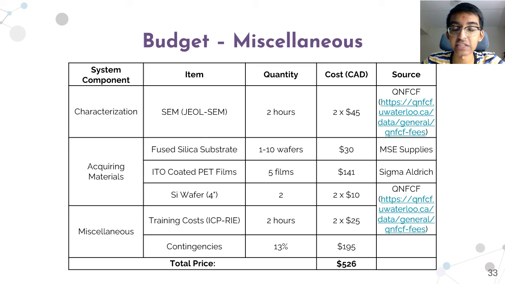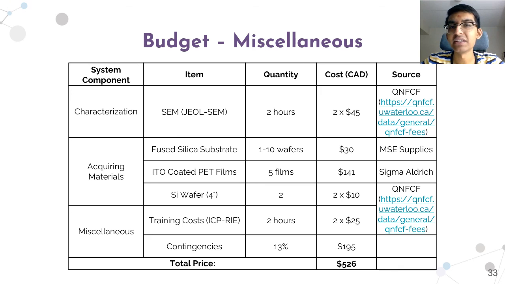The other characterization tests, such as IV versus the flow rate, can be performed using equipment that's easily accessible in the nano labs, such as an SMU, DMM, or oscilloscope. Therefore, the cost of those tests has not been included as they would be negligible. In terms of acquiring materials, the fused silica substrates and the ITO-coated PET films would be needed for the fabrication of the electrodes, and these would be acquired from MSC Supplies and Sigma Aldrich, respectively. 2 silicon wafers would also be bought from QNFCF for the fabrication of the hydrophobic surface using PDMS.